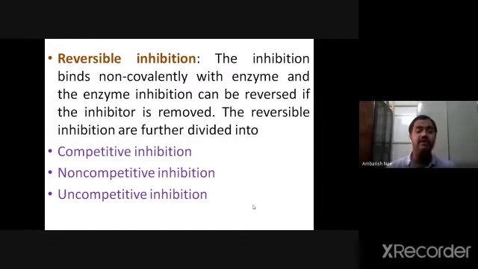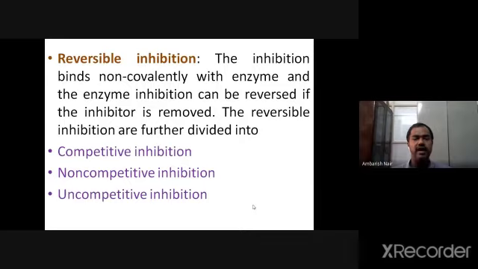If you look at irreversible inhibition, the inhibitor binds the enzyme in a covalent way, in a very strong, very accurate bonding manner. But here it is not like that. It is a non-covalent interaction. Because it is non-covalent, it is very easy to reverse this process by some chemical or molecular mechanism or by using some compound. So the inhibitor binds non-covalently with the enzyme, and the inhibition can be reversed if the inhibitor is removed. That's very important.